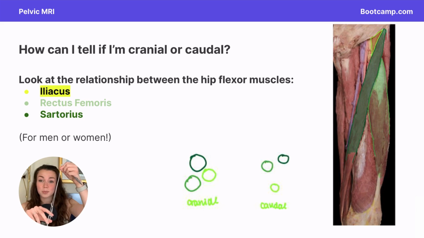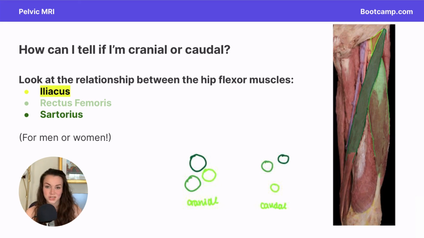So they're going to start up cranially close together, and then as they move, they're going to sort of splay out and around and rotate around that femur. And so if you look at that from an axial perspective, they're going to start close together, sort of in this triangular conformation, and then they're going to spread out and around and rotate. And so you can use that rotation to your advantage when trying to figure out where you are and what's going on with those hip flexors.